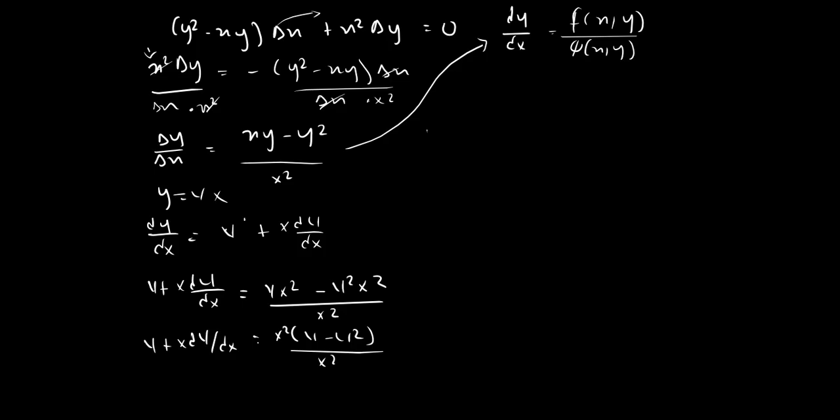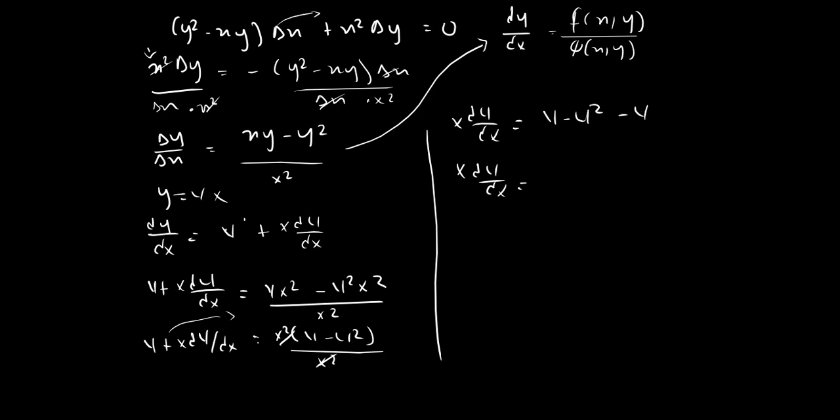So we have that, and what we're going to do now is cancel out the x squared, and then take this v to the other side. So we're going to have x dv/dx is equal to v minus v squared minus v, right? At the end of the day we're going to have x dv/dx is equal to minus v squared. So we have this, and we're now going to solve this question.